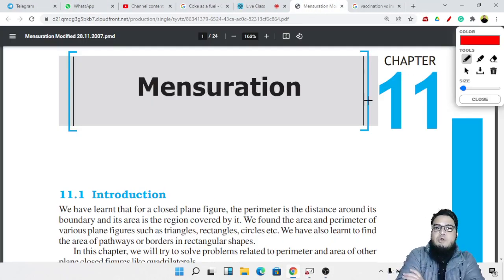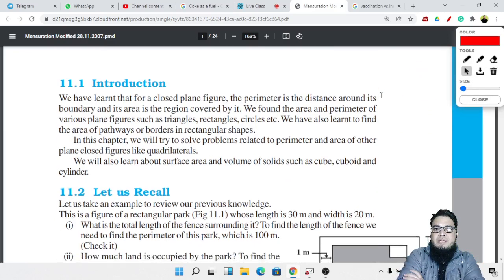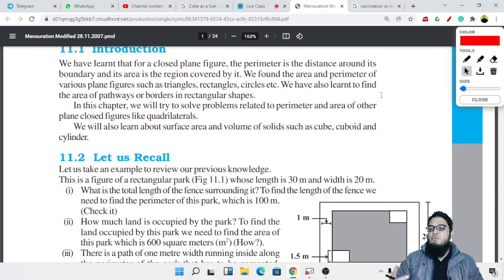See, so first we see that in mensuration basically, what we do generally, we do the measurements. Okay, what we do? We generally do the measurements.